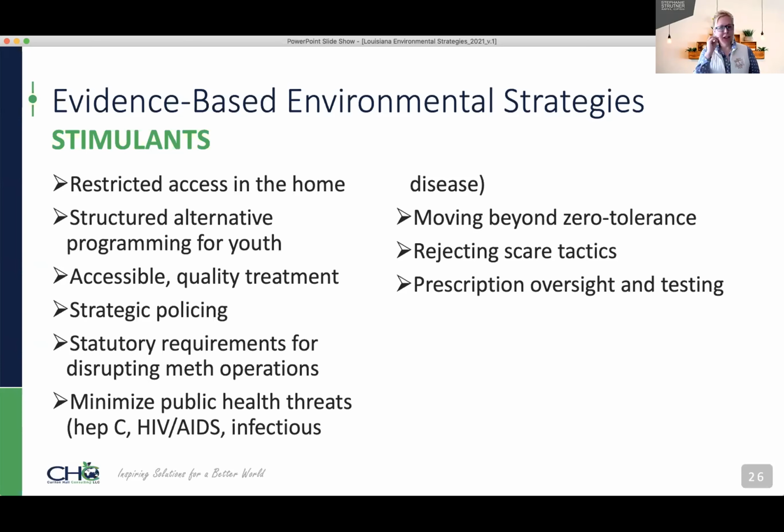And I would argue to say that just because we've done it this way for decades on end doesn't mean it's the best way to do it. And so we can identify some new ways moving forward by also rejecting scare tactics and having prescription oversight and testing. We're seeing in a lot of communities that stimulant misuse is starting from prescribed stimulant use for different diagnoses that adolescents have starting as early as middle school and high school. And so having more oversight over those prescribed medications and testing to make sure that at a young age they're being used appropriately.